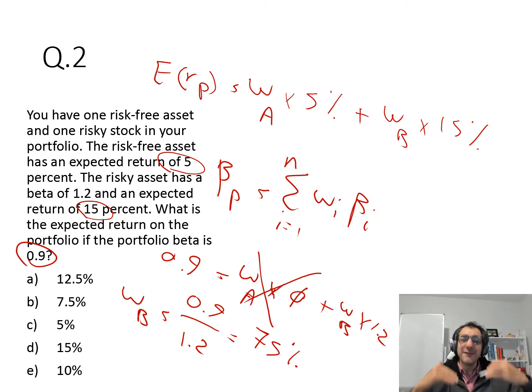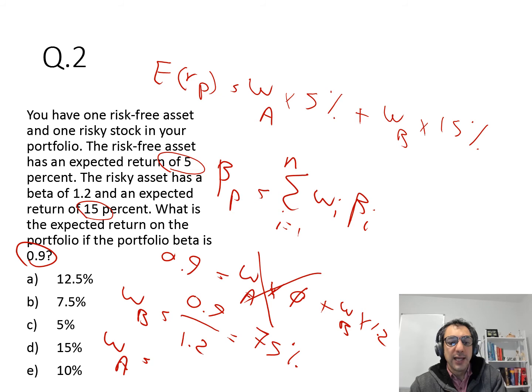So you're investing 75% of your money in asset B, which means you have two assets. The rest, 25%, should go to asset A. So the weight of asset A is 25%. Now we have the weights.